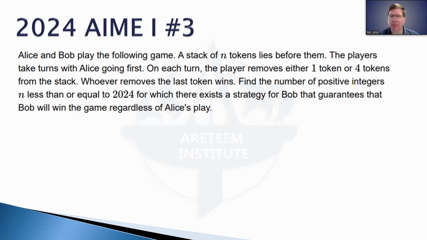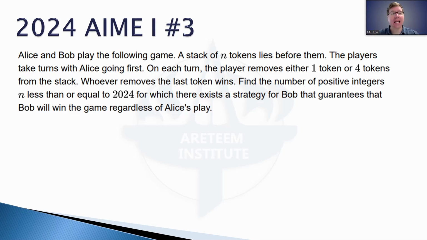So Alice and Bob play the following game. There's N tokens in front of them. They take turns with Alice going first, and every time they can either remove 1 token or 4 tokens from the stack. You want to remove the last token, and then we want to count how many times there's a strategy for Bob to win. We'll come back to the actual question a little bit later.